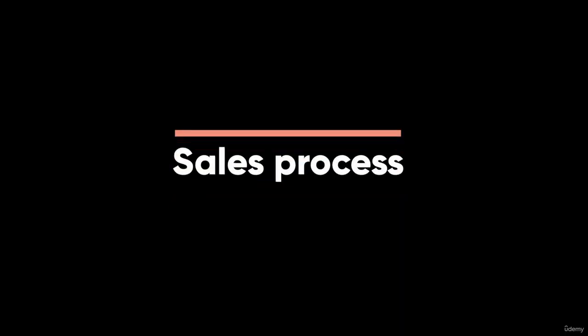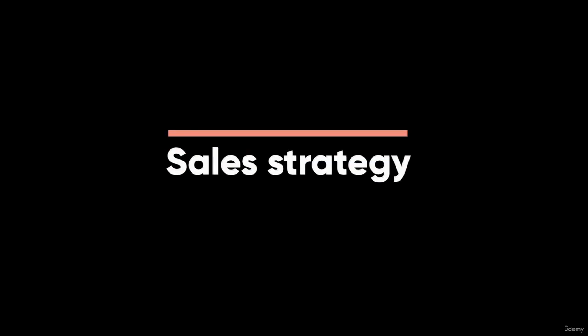A sales funnel is a series of steps or stages that a potential customer goes through before making a purchase, from awareness to consideration to decision making. A sales pitch is a persuasive presentation made by a salesperson to a potential customer in order to convince them to make a purchase. The sales process is the specific steps or stages that a salesperson follows in order to close a sale. The sales strategy is the overall plan or approach that a salesperson or team uses to generate sales and achieve their goals.